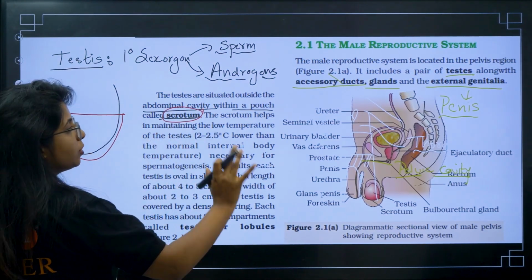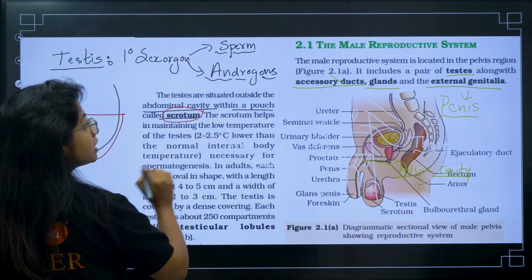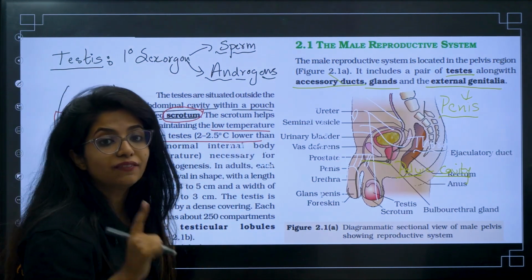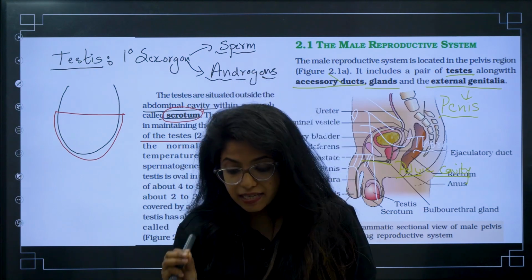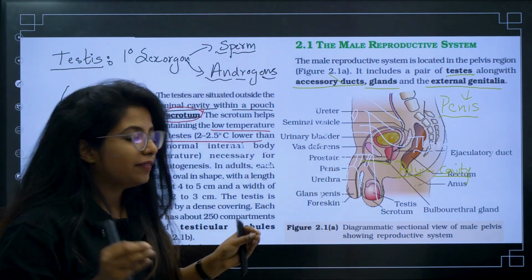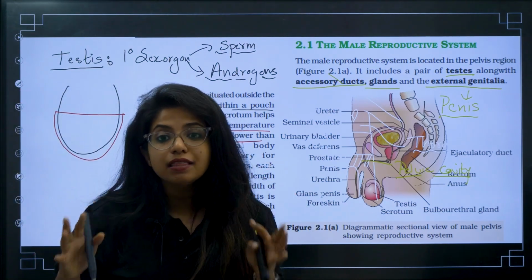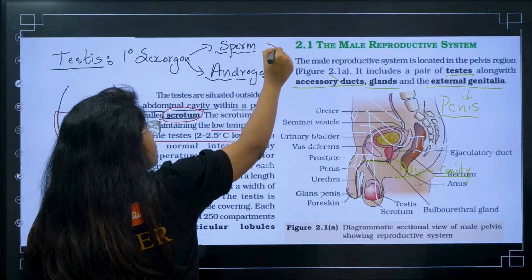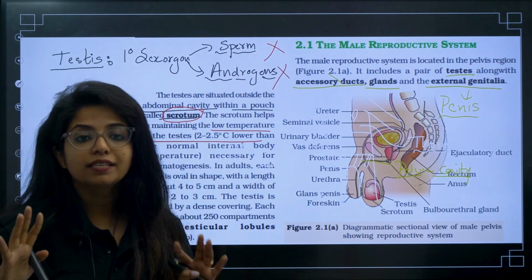Okay, this is called the scrotum. Now, what is the use of this? This is a very important thing. Scrotum helps in maintaining the low temperature of the testis, that is 2 to 2.5 degrees Celsius lower than the normal internal body temperature. I am meaning to say that if the testis was inside the human body, the temperature is too much, and at this temperature it cannot do its primary function of formation of sperm or the formation and synthesis of what? The androgens or male sex hormones.